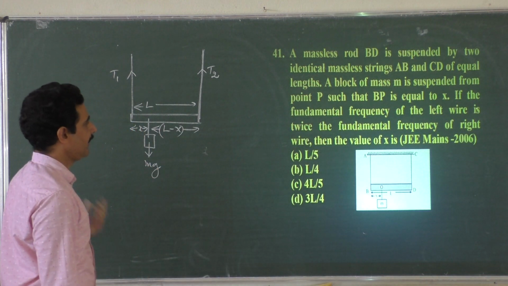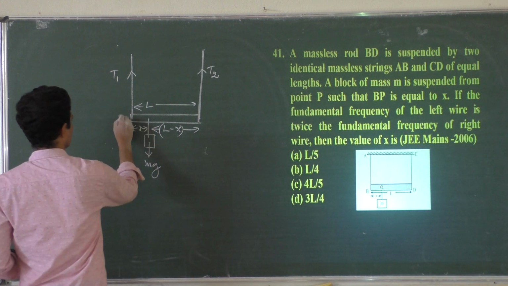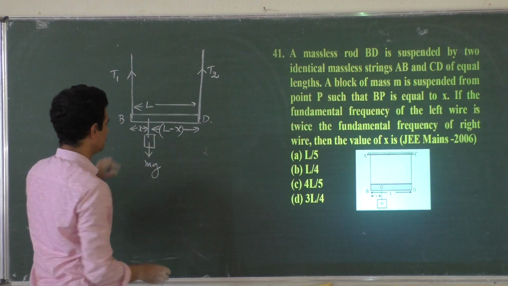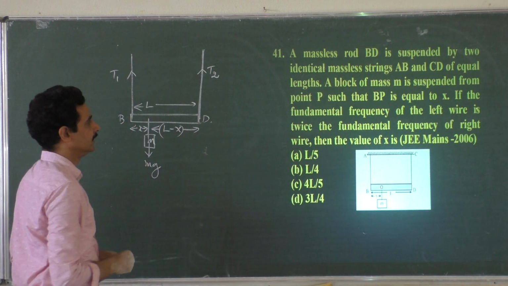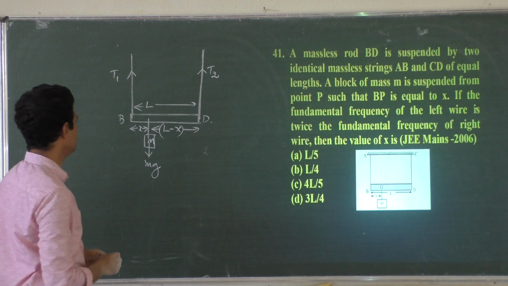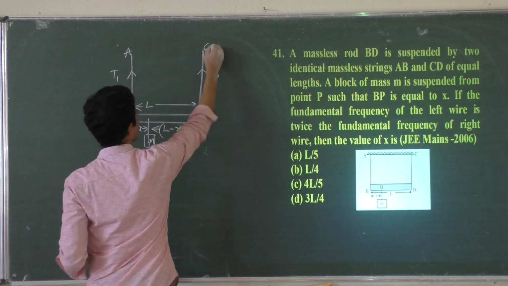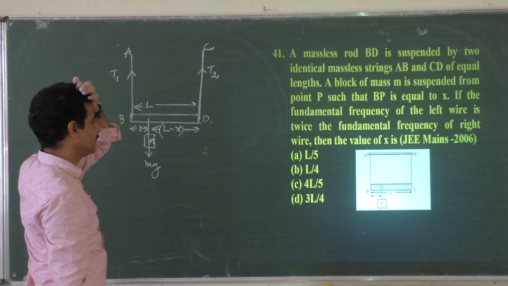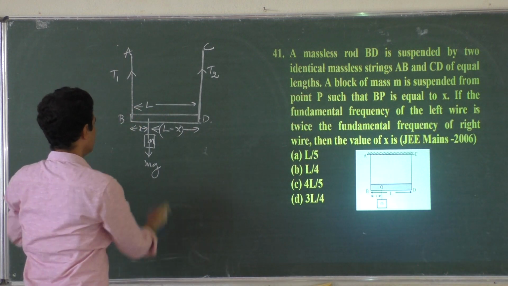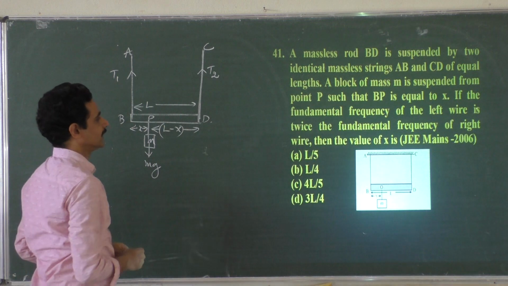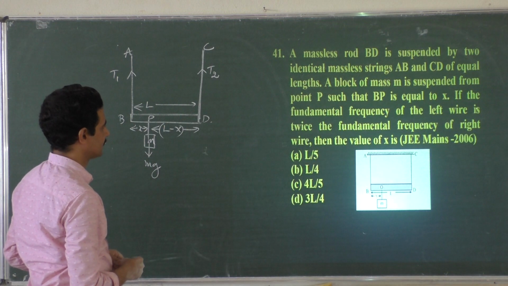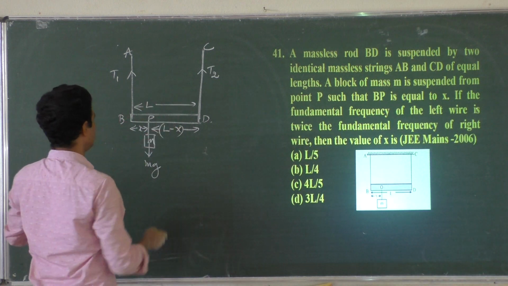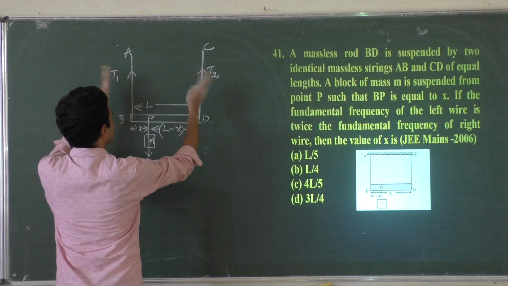So a massless rod BD, okay, you can say that because this doesn't contribute to the mass, only this mass. A massless rod BD is suspended by two identical wires AB and CD of equal lengths. Okay, lengths are equal. A block of mass m is suspended from point P. Okay, this is P, such that BP is equal to x. If the fundamental frequency of the left wire is twice the fundamental frequency of the right wire. So if you pluck it and leave it, they will vibrate.